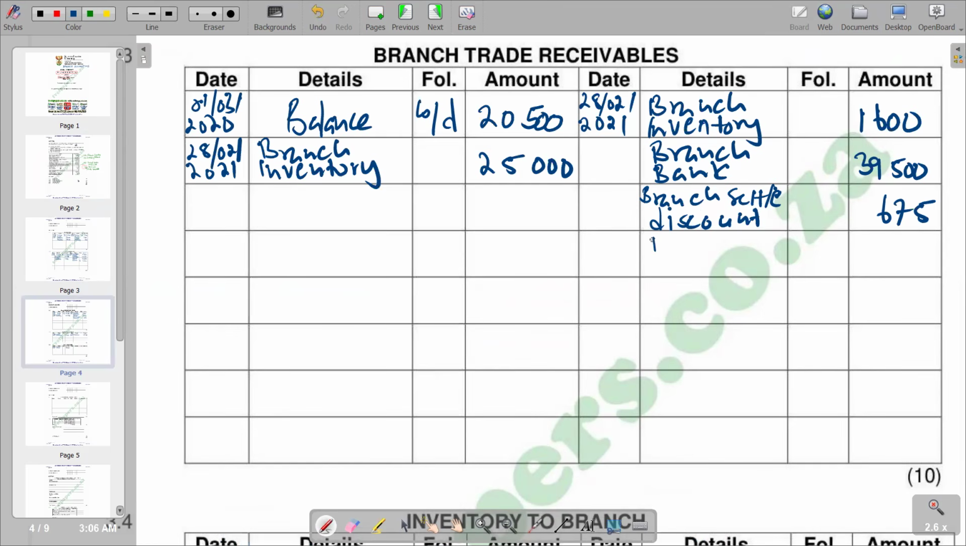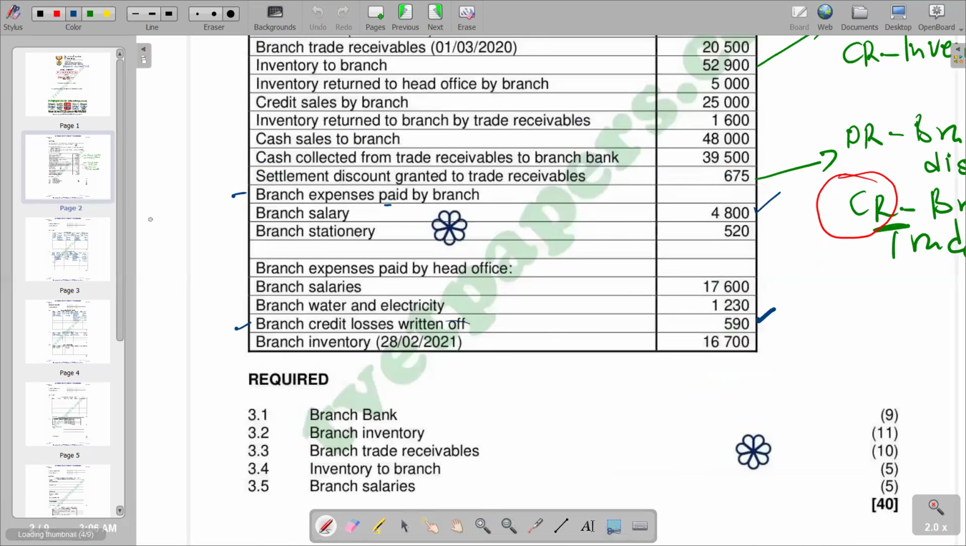So here we can just write branch credit loss, and the amount that we have is 590. So this is what we have on that part, and then we need to see if we have got any other transaction that we need to correct before we go to the balancing of our accounts.